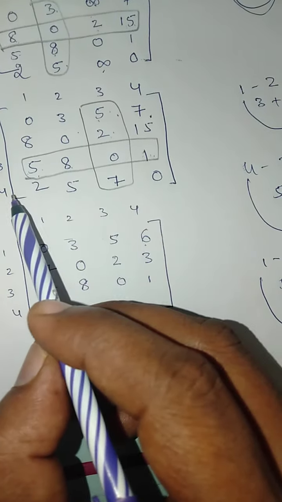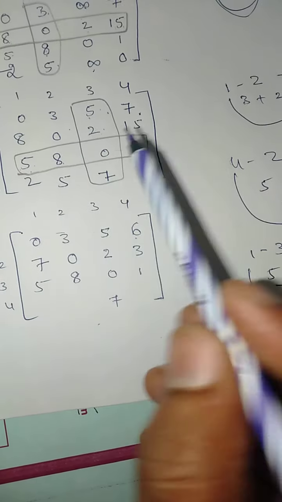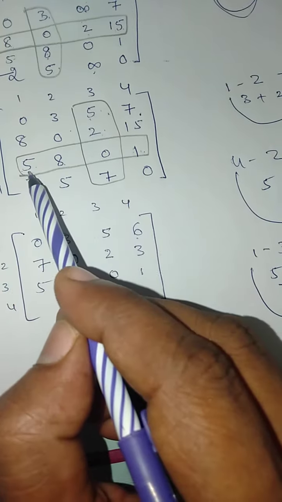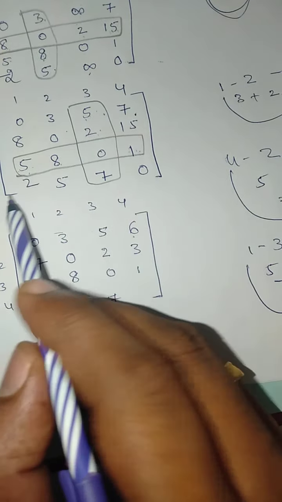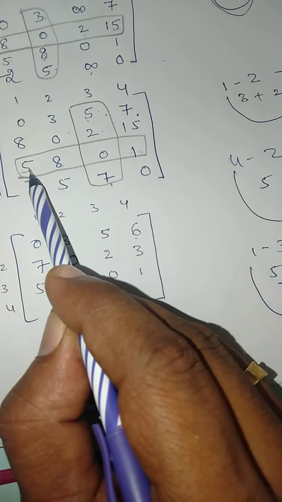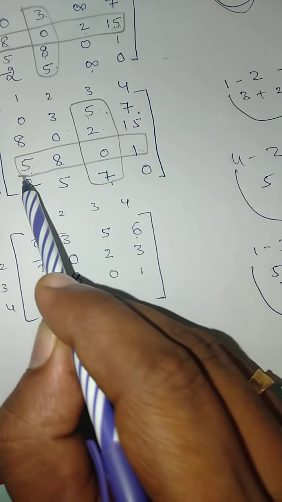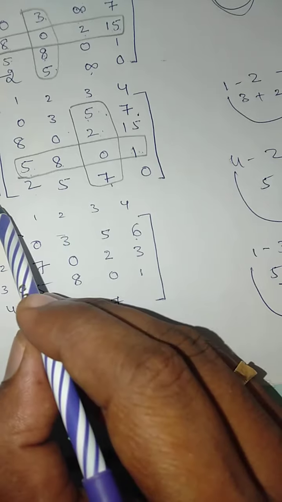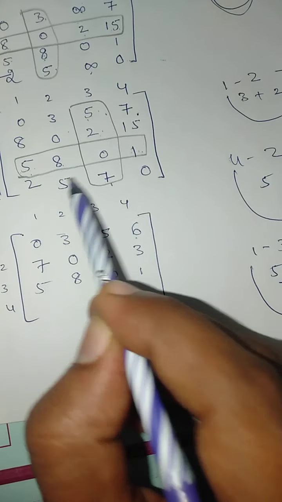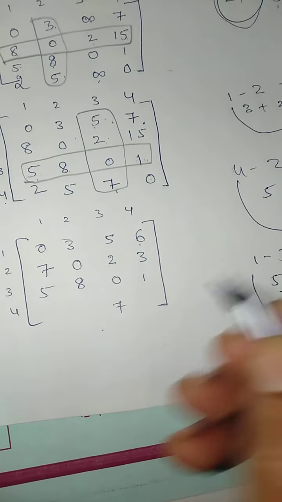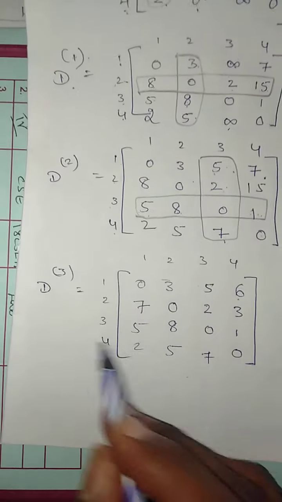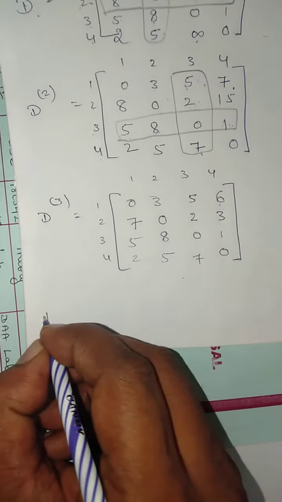Next here 1 to 3, then 3 to 1, so this is already done. Right. Next 4 to 3 and 3 to 1, so 7 plus 5, 12, 2 is less than 12. Next 4 to 3 and 3 to 2, so 8 plus 7 is 15, 5 is less than 15. Next this value 0 as it is, so 2, 5, 0. Done. So this is what? D3. So finally we shall compute D4.